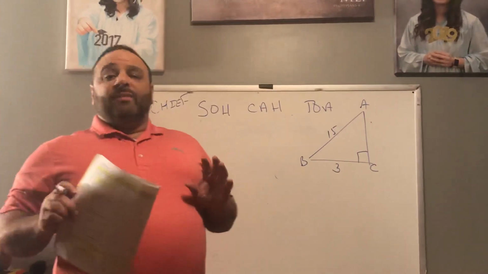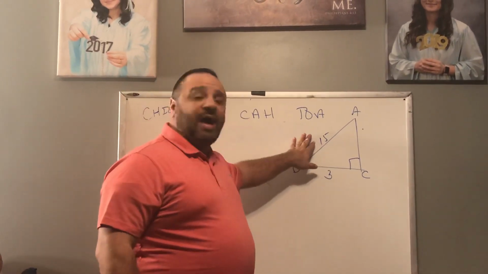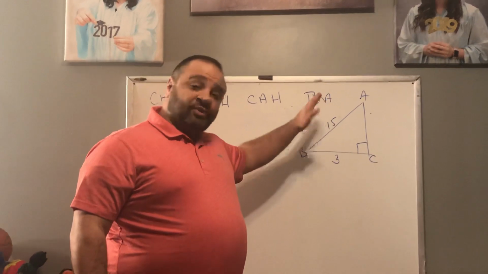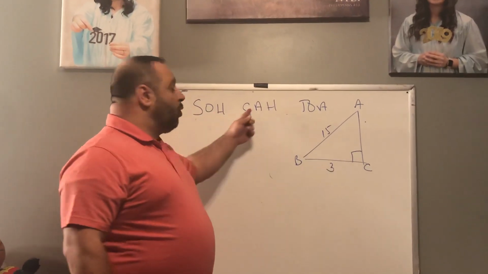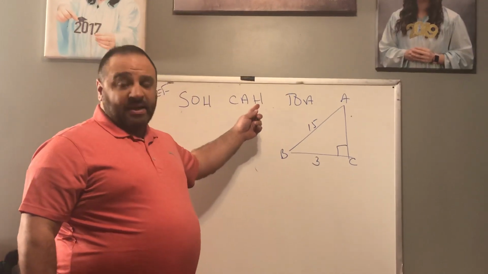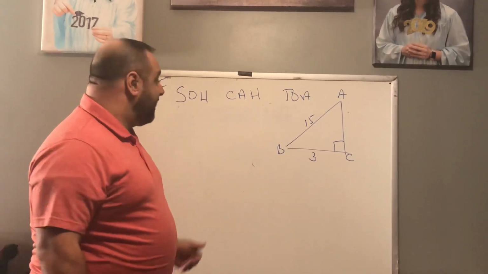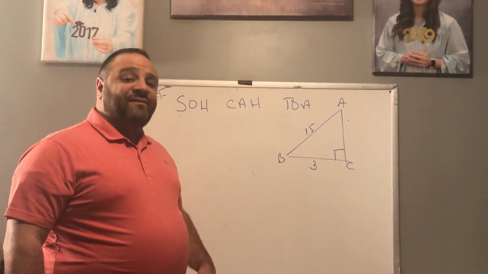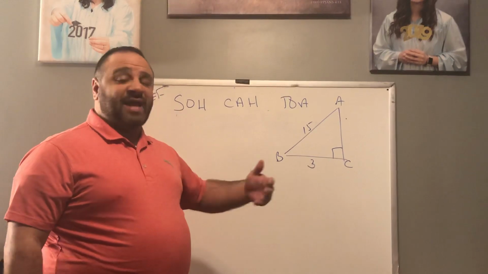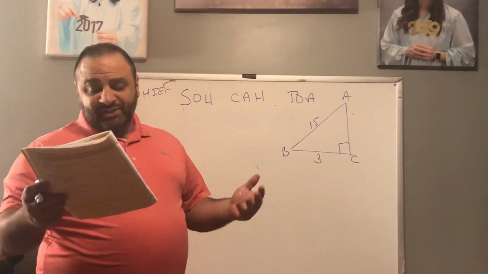Now, one thing you want to remember, class, is that anytime the length of the hypotenuse is given to us, we're always going to use either the sine or the cosine. What determines whether we use the sine or the cosine is whatever side is given to us, the side adjacent or the side opposite. Now, let's look at number 2.